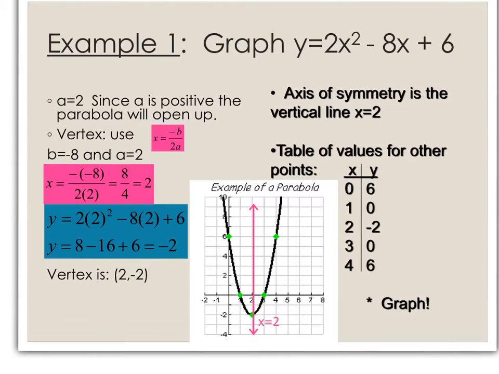To plot our points, we see that here we have the vertex of (2, negative 2). So we choose two x values that are smaller than 2, and then two x values that are larger than 2. We take the 0, substitute it back into our function, and we get 6. We take the 1, substitute it back into our function for x, and we get 0. We do the same for 3 and 4, and we get the values for y. And now we plot all of these points on our coordinate plane, and we have our parabola.